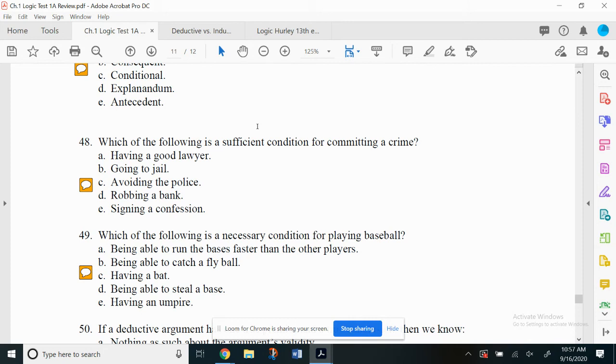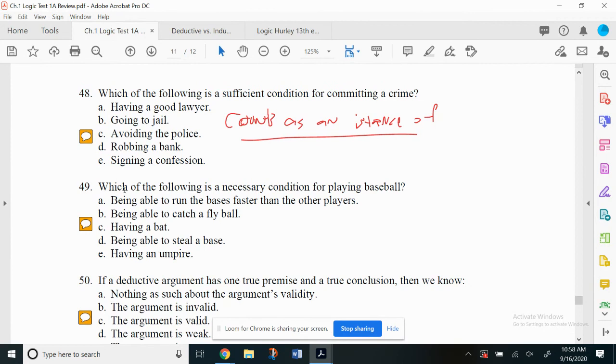The sufficient condition says, look, this just counts as an instance of. I can think of multiple instances of committing a crime. This is just one. 49, which of the following is necessary for playing baseball, meaning I have to have it. If I don't have it, it's impossible for me to play baseball. And you can push pause. And we're back. 49 is C, I have to have a bat. If I do not have a bat, I'm not going to be playing baseball.